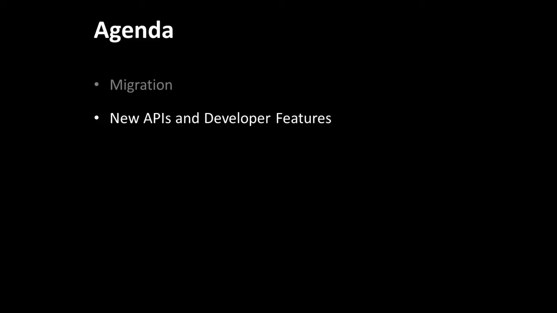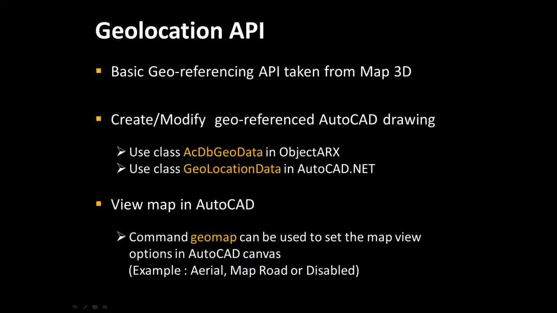So let's now talk about the new APIs and developer features for AutoCAD 2014. So the first new feature in the AutoCAD 2014 API is going to be a basic georeferencing API taken from Map 3D. It allows you to create and modify georeferenced AutoCAD drawings.